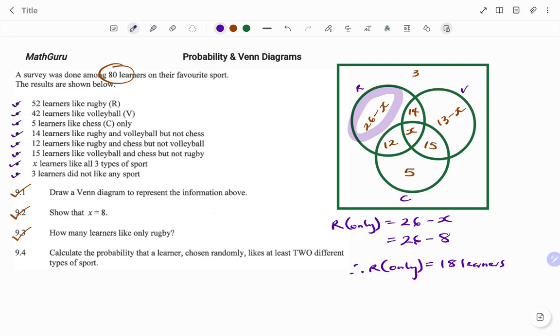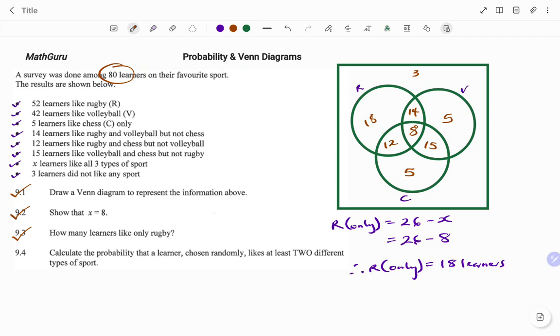And also, because I now have a value for x, I can change all my entries. Rugby only is now 18 learners. I'm also going to change for volleyball only, that's 13 minus 8, that's 5. And also the number of learners taking all the 3 sports, that's x, which is 8. That will help me in the next part of the question.